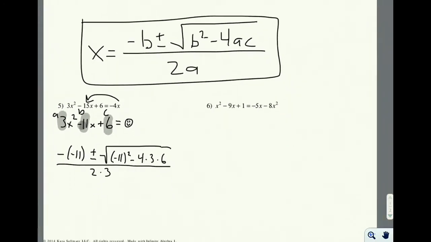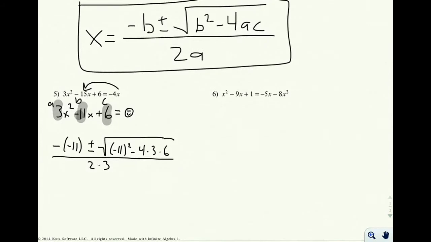What I always like to do is simplify the part under the root right away and then cancel out my double negative. So I have an 11 out here. I know I have a 6 on the bottom, 2 times 3. And then under my root, I have 121, so negative 11 squared is a positive 121. I thought it was going to be a positive number. Minus 4 times 3, which is 12, times 6, which is 72. So 121 minus 72 is going to be 49. So plus or minus the square root of 49.